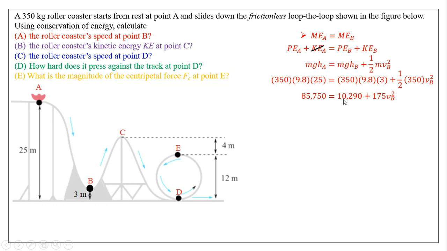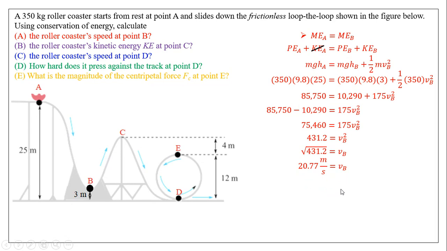Well, all we have to do is combine like terms now, or move the 10,290 to the left side, which makes it negative. And the right side, 175 vB squared, stays the same. If you take the difference, you should get about 75,460. To get vB squared by itself, divide both sides by 175. You should get about 431.2, and this is vB squared. But you're not done yet. The question asks for the speed at point B, so take the square root of both sides. That will cancel out the exponent, and the square root of 431.2 will give you about 20.77 meters per second. Because it says speed, we don't need to include direction.